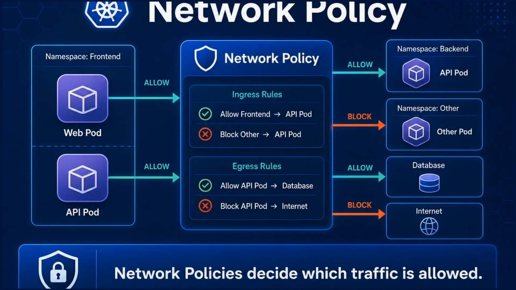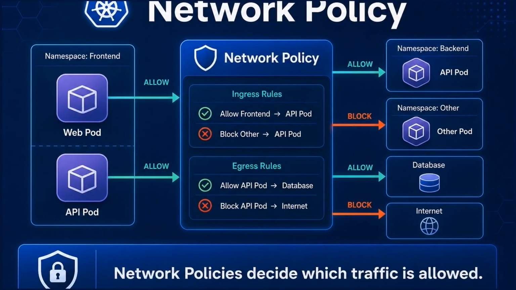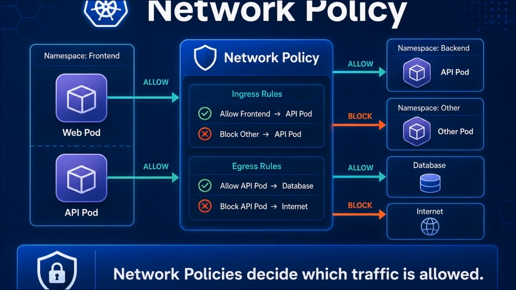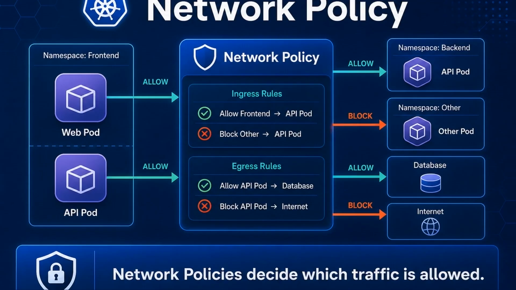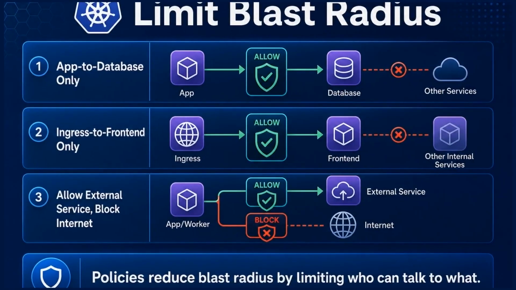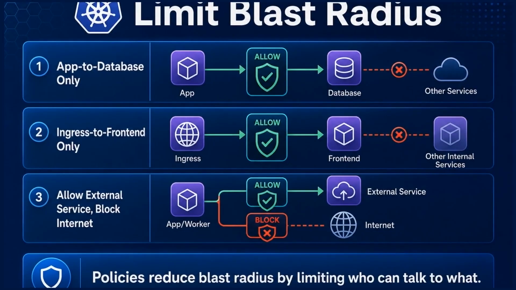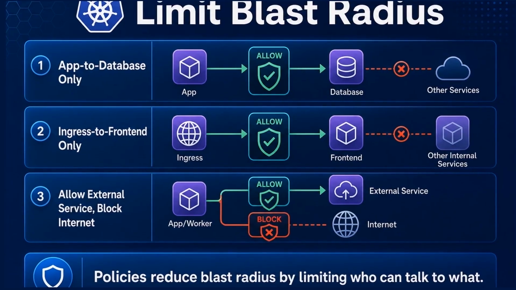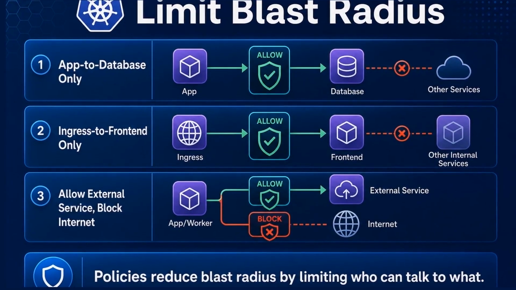Now look at network policies. What are they for? They are for controlling allowed traffic between pods, namespaces, and sometimes external destinations, depending on the network plugin in use. Why do teams use them? Because default cluster networking is often too open for serious production environments. Without policy, many pods may be able to talk to many other pods by default. That can widen blast radius during a compromise or misconfiguration.